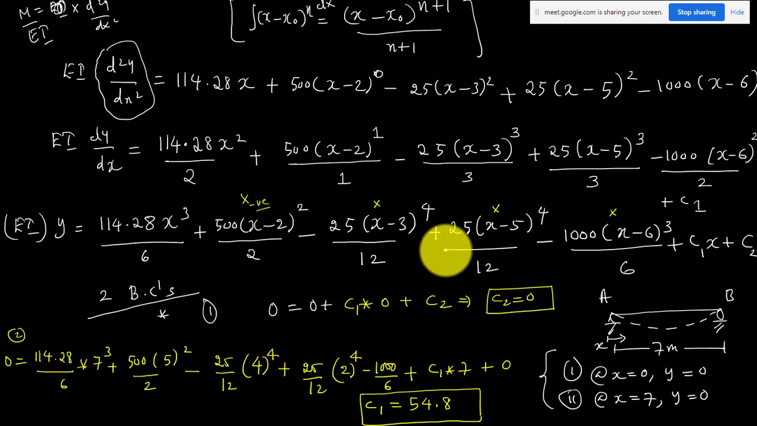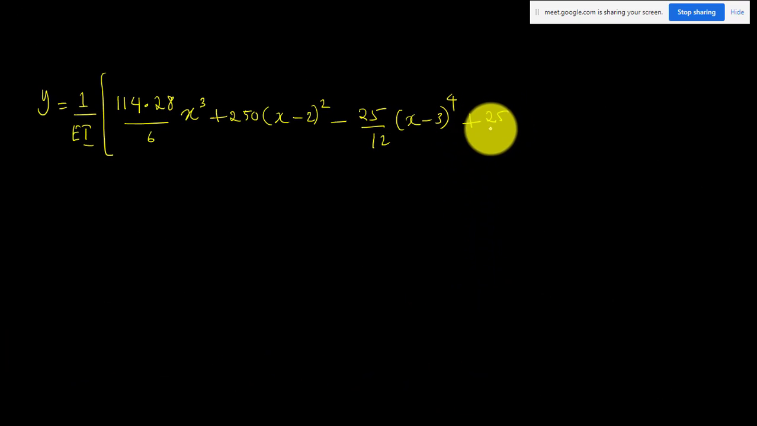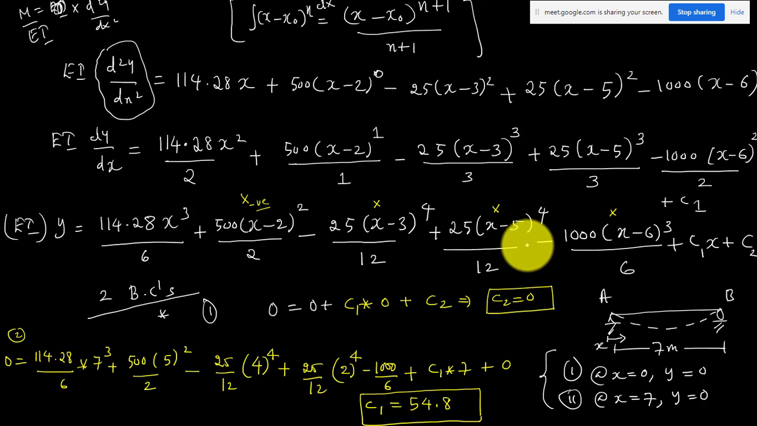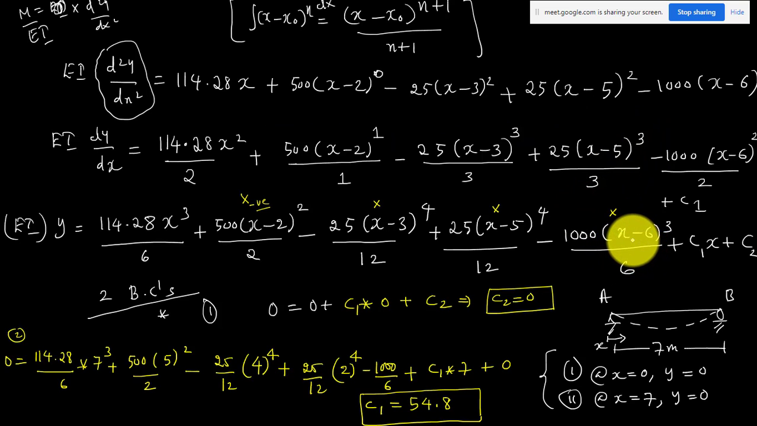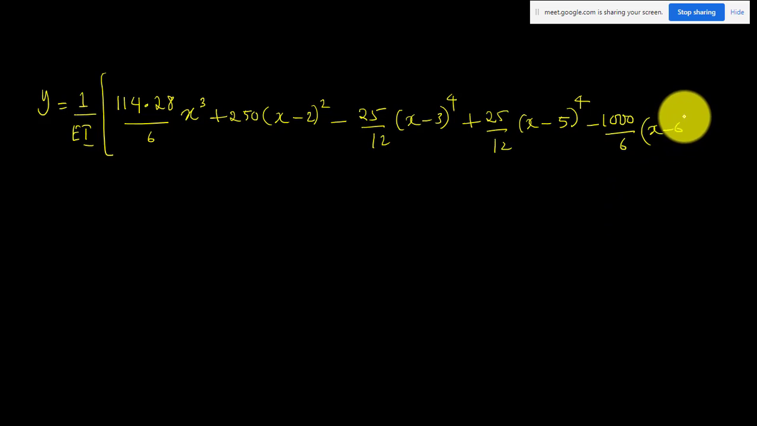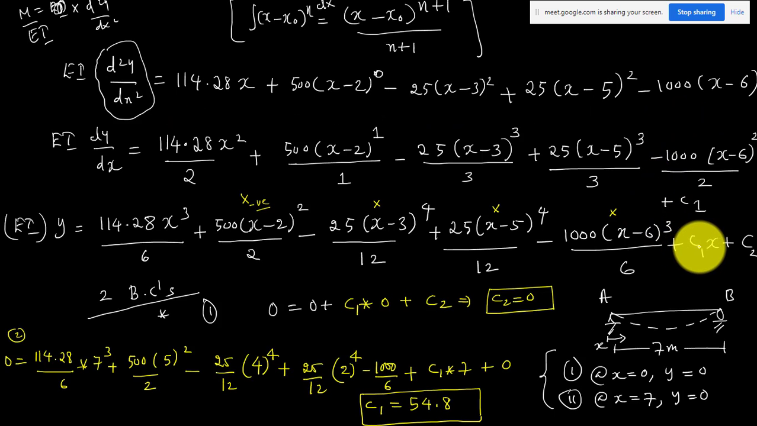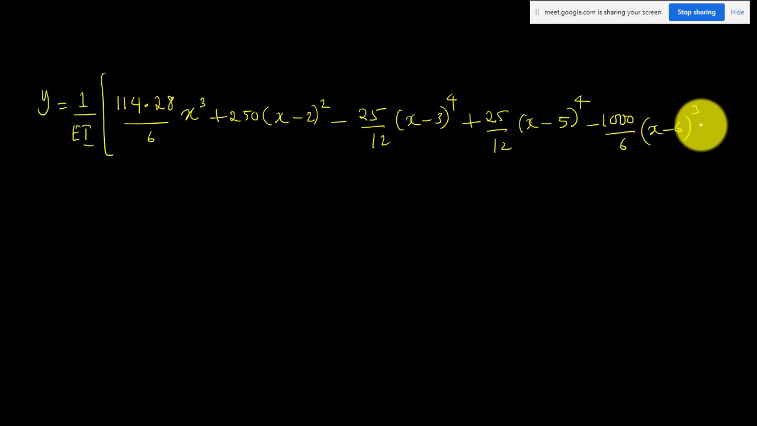Plus 25 by 12 into x minus 5 raised to 4, minus 1000 by 6 into x minus 6 power 3. Plus C1 x plus C2, where C2 is 0 and C1 is 54.8, so plus 54.8 into x. This is your final equation for deflection.